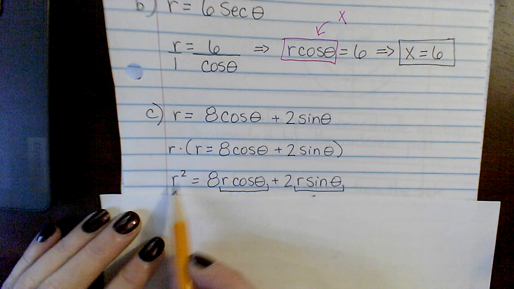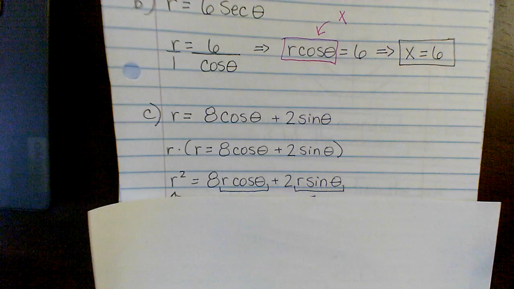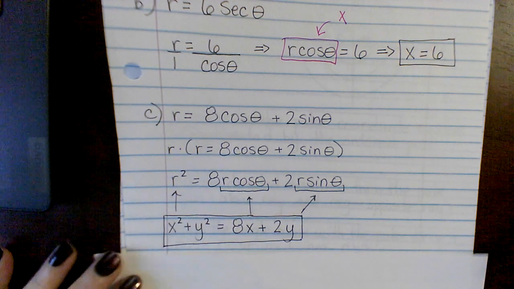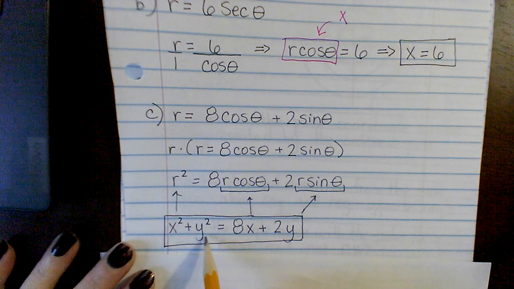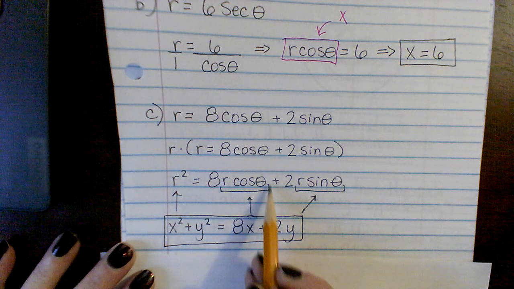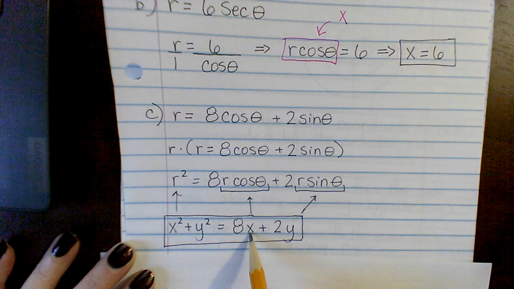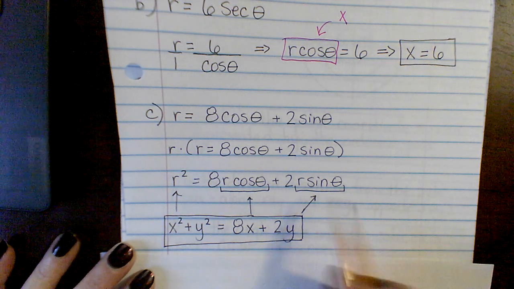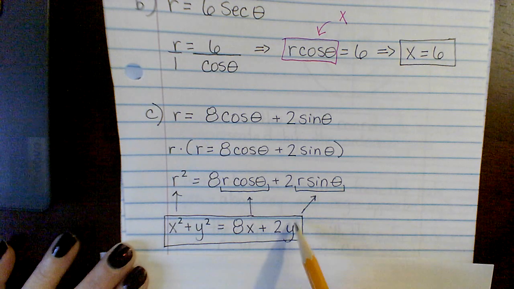That's actually kind of cool if I do that, because now that's an r squared, which we know is the same as x squared plus y squared. So now I can replace r squared with x squared plus y squared. 8's along for the ride. Now we have that magical r cosine theta, which is x. 2 is along for the ride, and we have that r sine theta, which is just y.